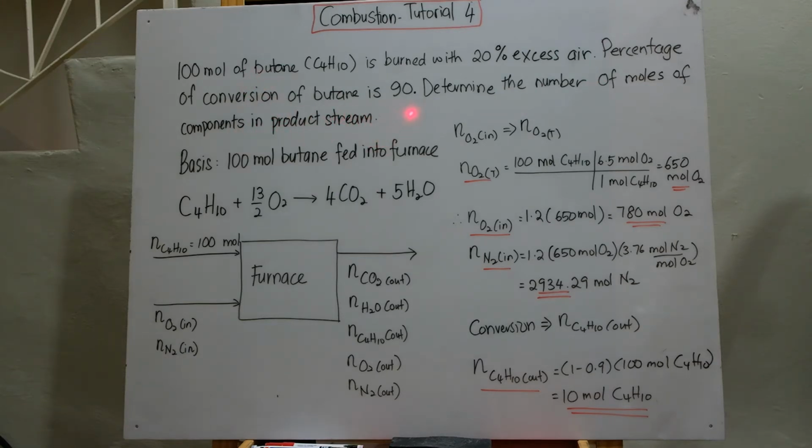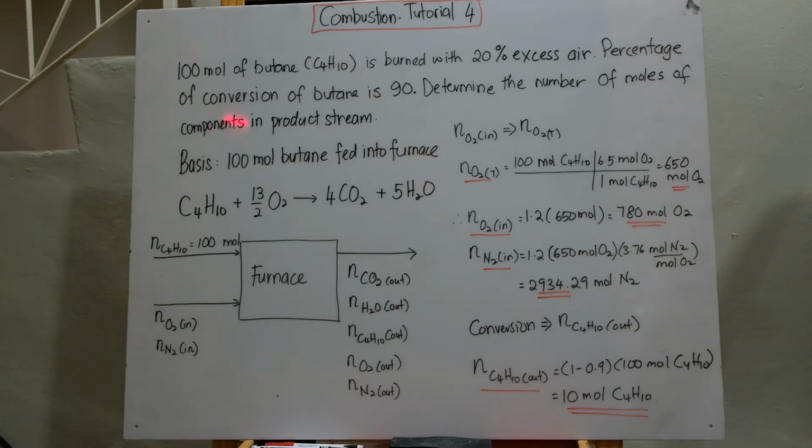Okay, this tutorial is a bit different from tutorial 3 and 2 because now the conversion of butane is only 90%, not 100%. So we look at how we deal with this type of question. We have the information, so we plot in the information here. So we have our basis: 100 mole butane fed into the furnace.